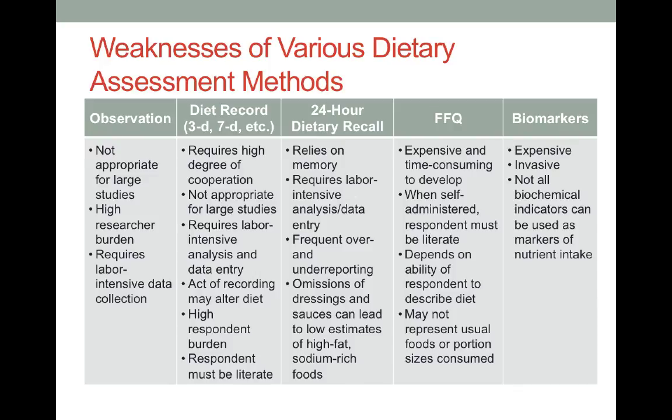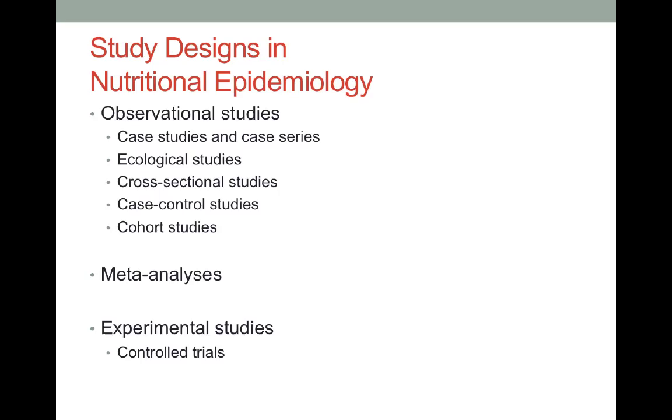So there are several different study designs that we might do in nutritional epidemiology. Hopefully you've heard of all of these things. Observational studies include case studies and case series, ecological studies, cross-sectional studies, case control, or cohort studies. We can do meta-analyses, which synthesize all of these data, or we can do experimental studies, which are essentially controlled trials. So let's go over each one of these types of studies.